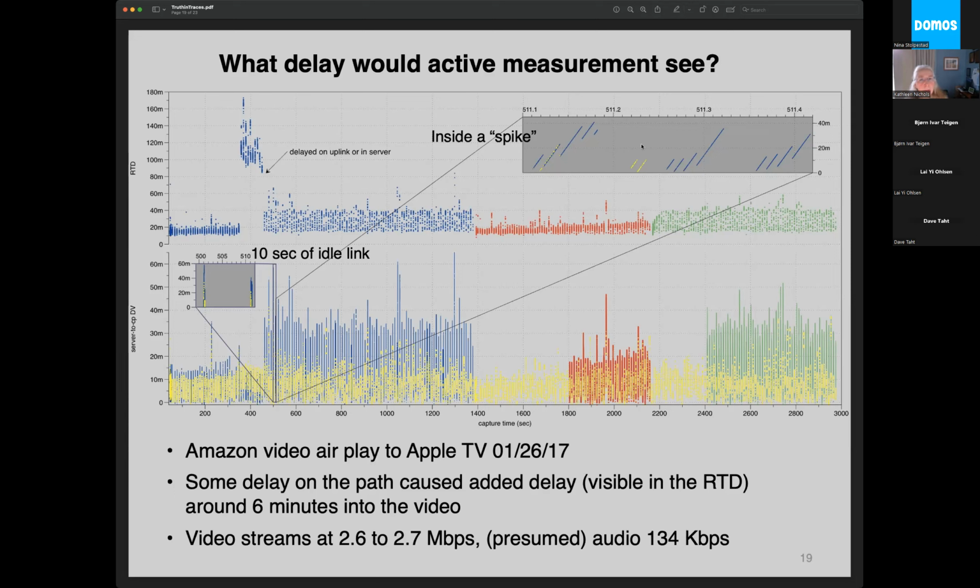And if you look up in the corner, I blew it up some more. Inside a spike, you can see these little ramp up kinds of things. So again, ask yourself, what would you learn about this network with active measurement, with pings or something? And what will you learn if you actually look and see what's happening?